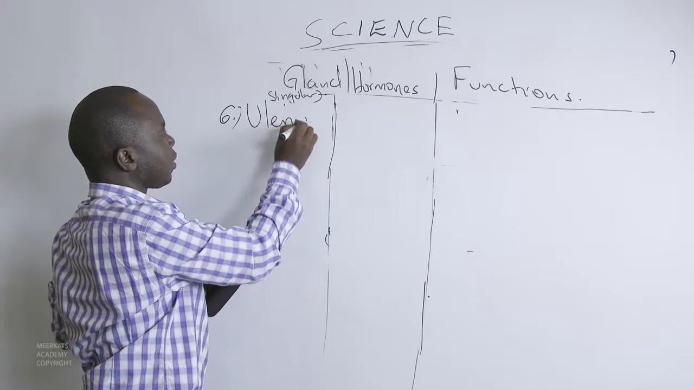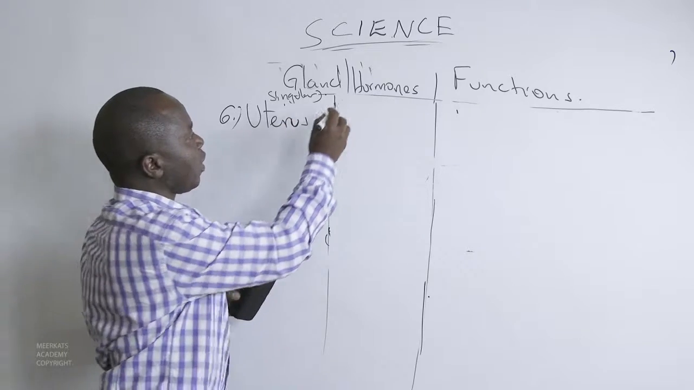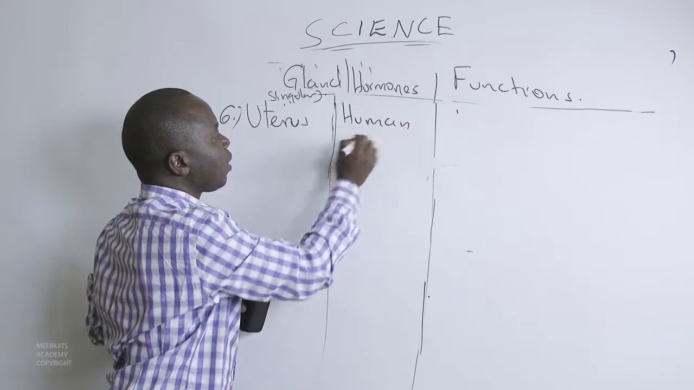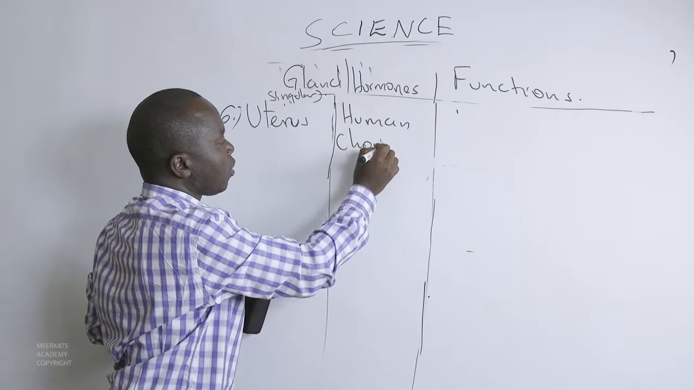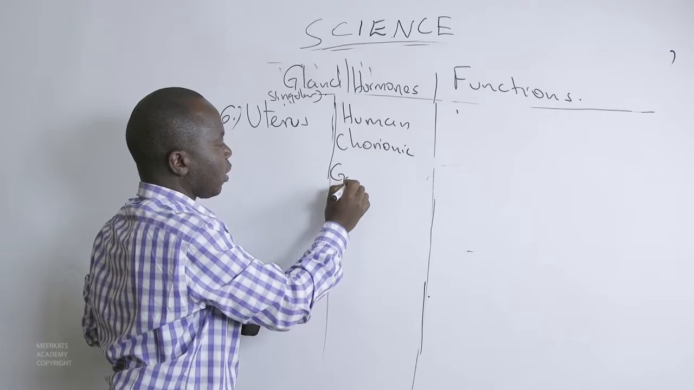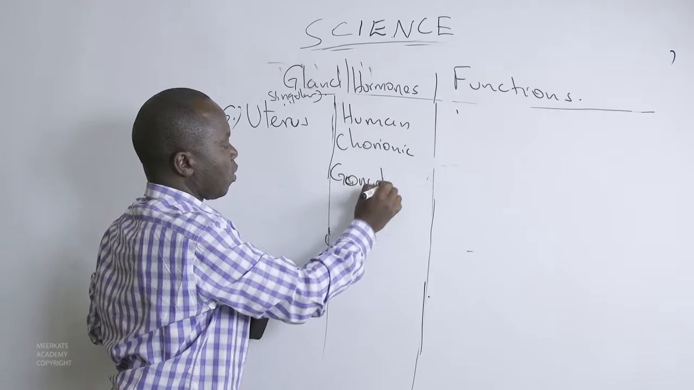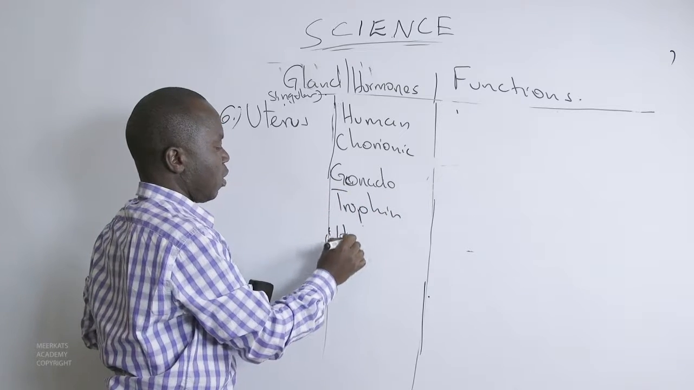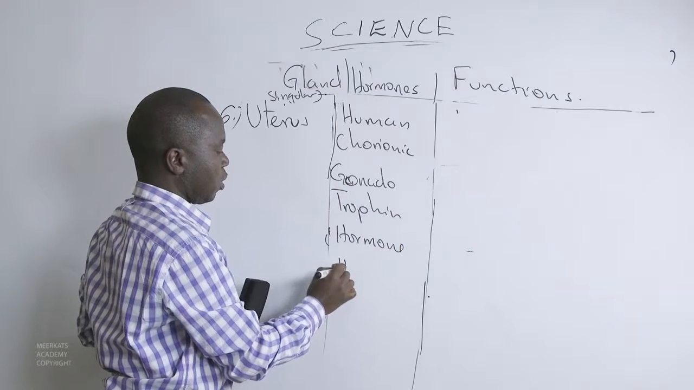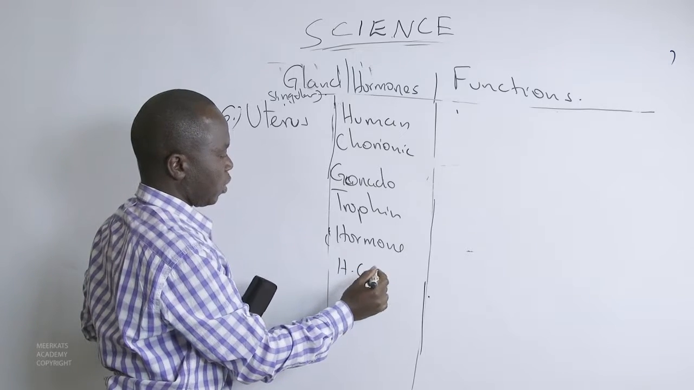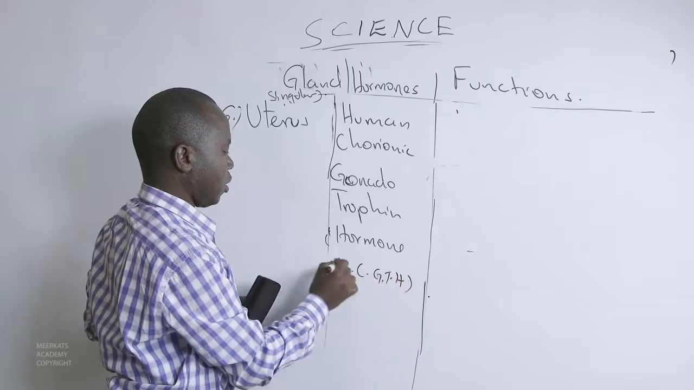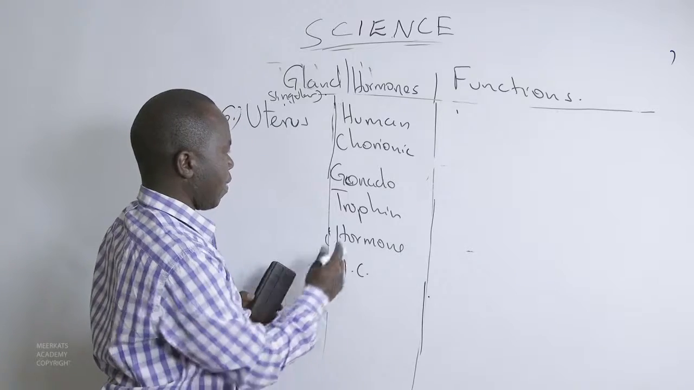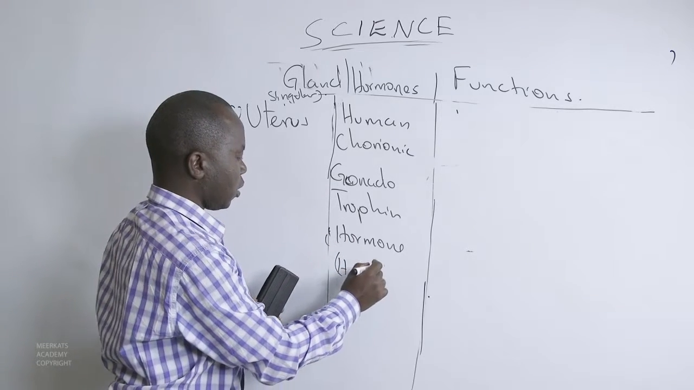So the gland is uterus. Sorry for that. Gland is uterus, but the hormone is human chorionic gonadotrophin hormone, HCGH, not T.